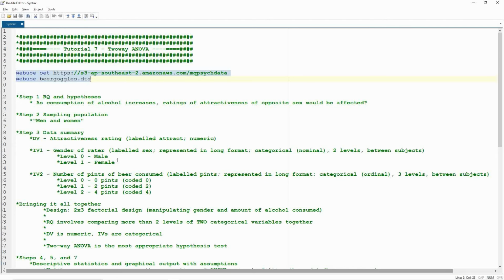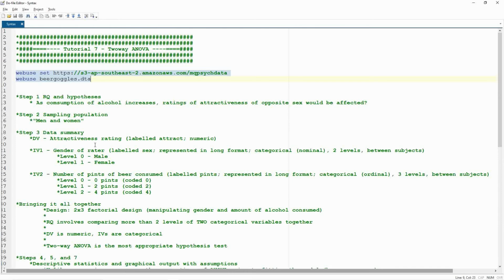So as I've already mentioned, this week we're looking at a study that took in men and women into their study and then gave them different amounts of alcohol. They were given either no alcohol, 2 pints of beer, or 4 pints of beer. And then they were asked to rate the attractiveness of someone of the opposite sex. So males were given females, females were given males to rate. The hypothesis was that as consumption of alcohol increases, ratings of attractiveness of the opposite sex would be affected. Or would it be affected? That's a research question. There's no hypothesis. The sampling population is men and women. Just in general, we're giving them alcohol so we can assume that they're adults.